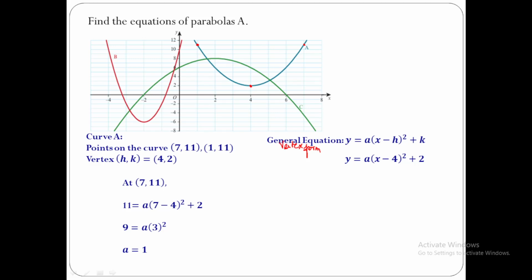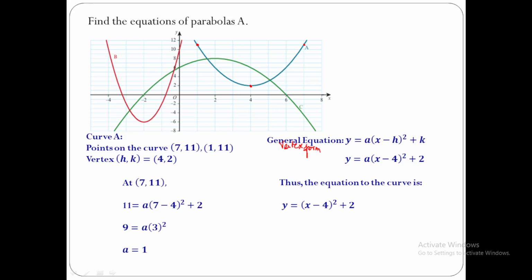I have used the point 7, 11. Substitute 7 for x and 11 for y. And 11 is equal to a times 7 minus 4 the whole square plus 2. 7 minus 4 is 3, so 3 squared. That 2 goes that side to make 11 minus 2 as 9. Then 9 equals a times 9, so a is equal to 1. So the equation of the parabola A is y equals x minus 4 the whole square plus 2. Is there any doubt?